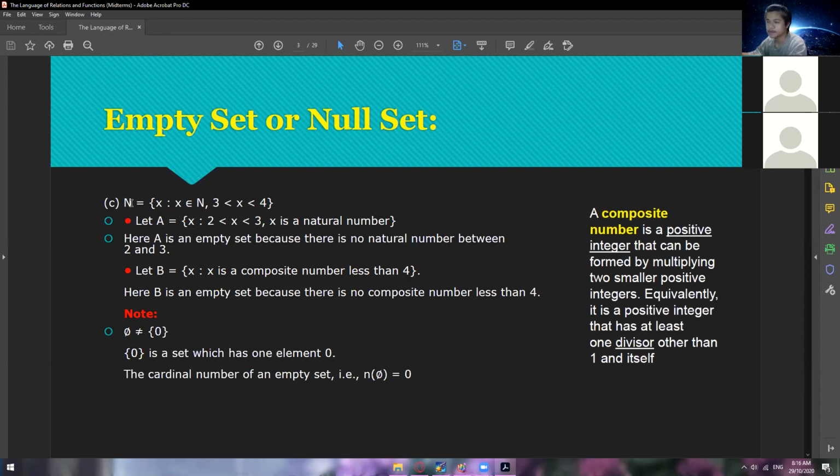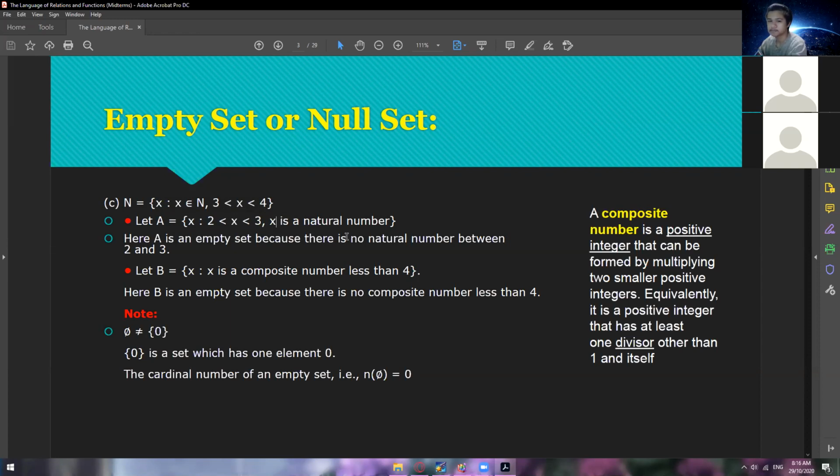Moving on, we have here further examples of empty sets. Let's say we have natural numbers. x is an element of the natural numbers, ranging from greater than 2 and less than 3. So we have here a set A wherein it contains elements ranging from greater than 2 to less than 3. So x is a natural number.